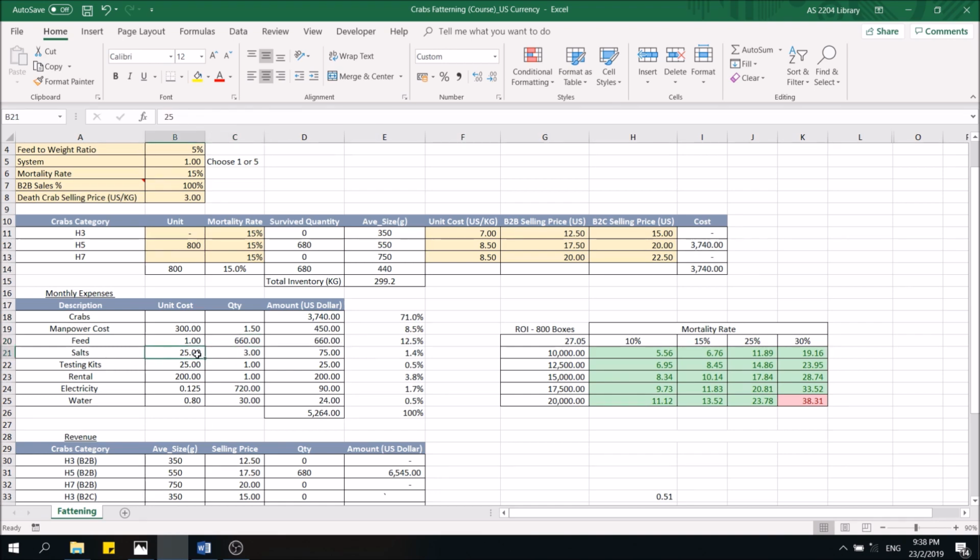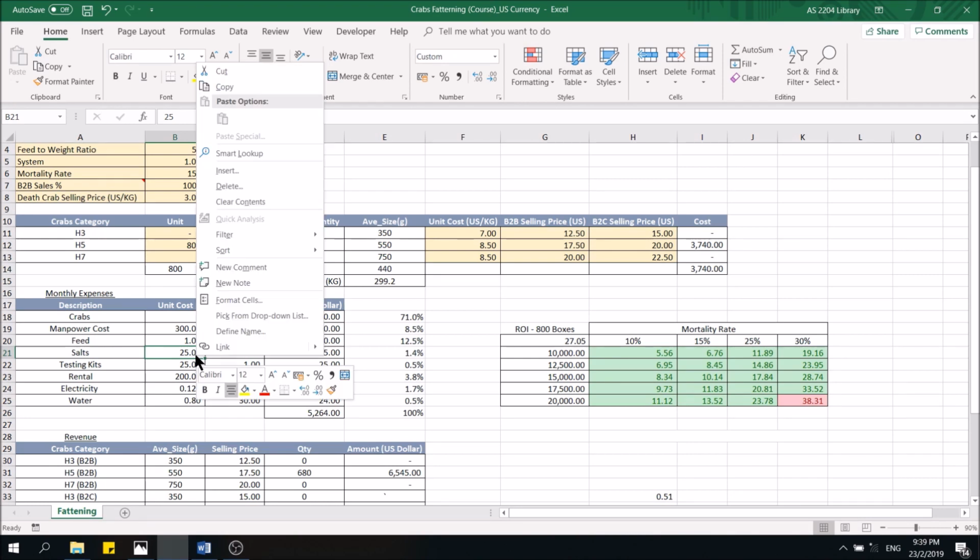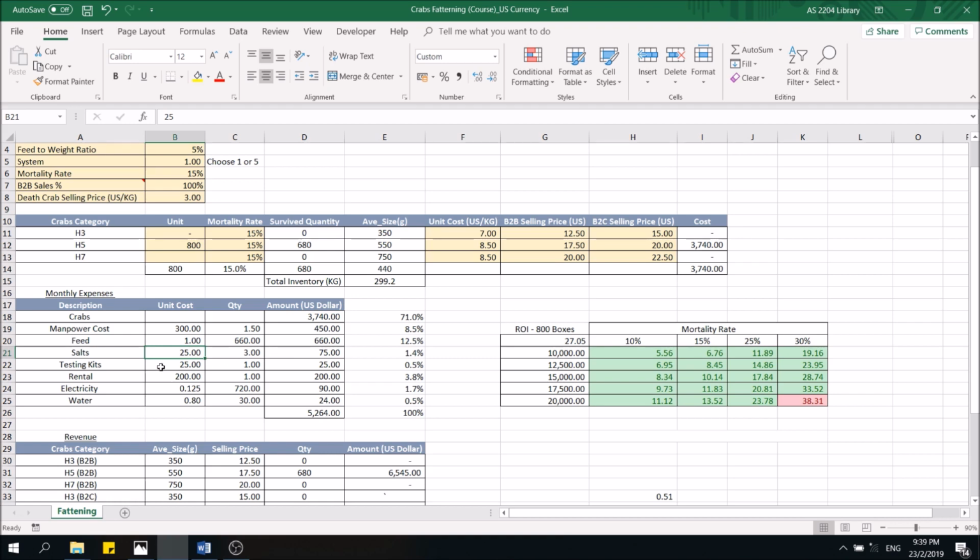Next, we have salt cost. Somebody may draw water from the sea, and some may make seawater from artificial salt. So this is a cost. And next we have testing kits. Basically we need testing kits to test water parameters every day, twice, and we need to include these costs in our analysis. Next we have rental costs.